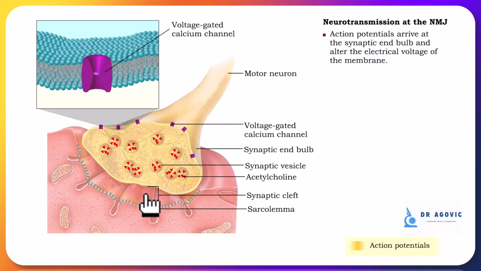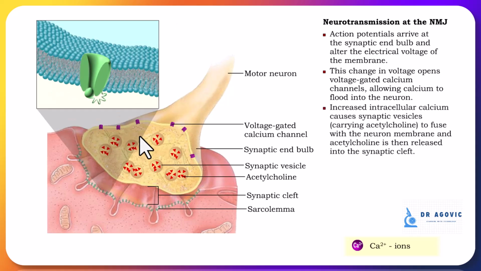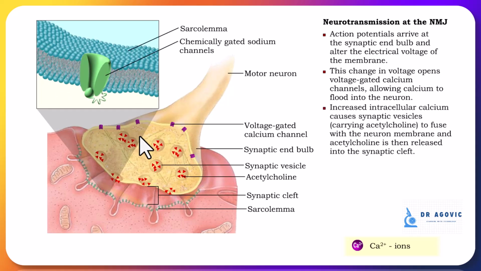As the action potential arrives at the neuron's synaptic end bulb, it causes depolarization of the motor end plate. This change in voltage opens calcium channels and allows calcium ions to rush into the neuron. This influx of calcium ions causes the synaptic vesicles in the neuron to fuse with the membrane, thereby releasing the neurotransmitter acetylcholine into the synaptic cleft.